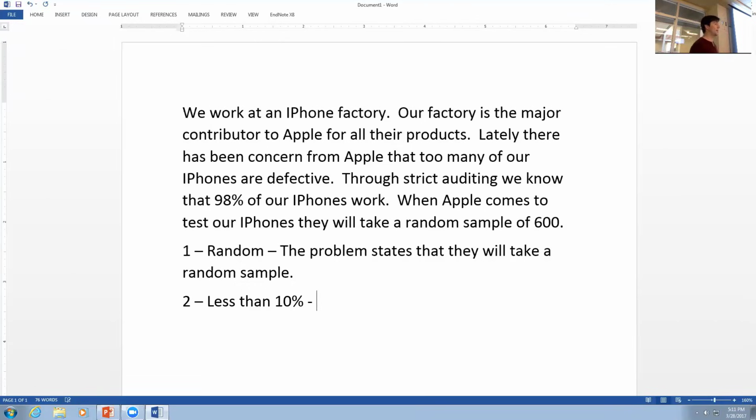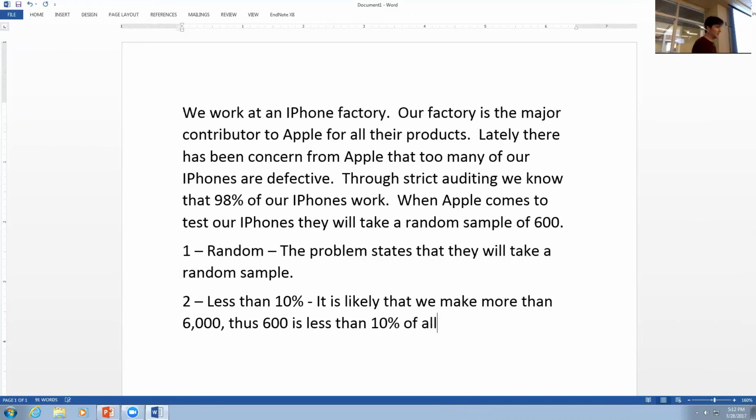Does this seem to be met right here? We are the major contributor to Apple. Do you think we make, well, let's give a number that would kind of help with this. What number for less than 10% would be a good number to give? Try to type a strong answer right now if you're watching this video on why we meet the 10% condition. It is likely, nice job, that we make more than 6,000, thus 600 is less than 10% of all our iPhones.